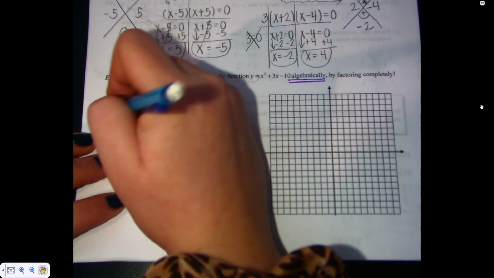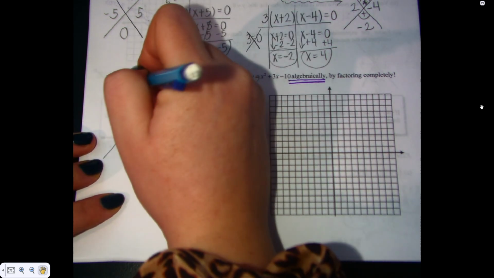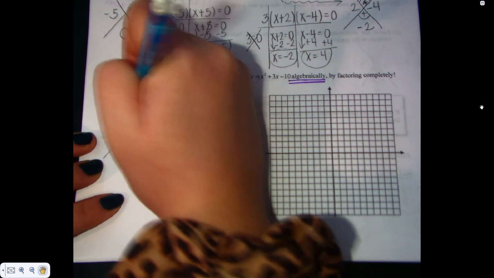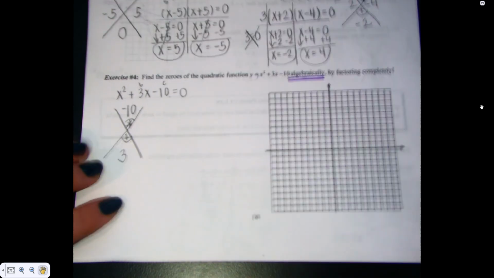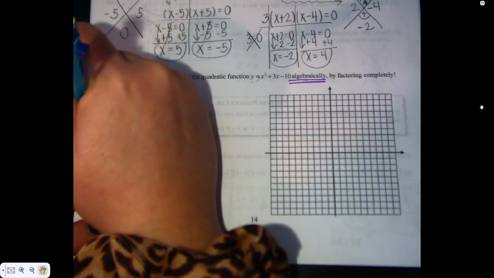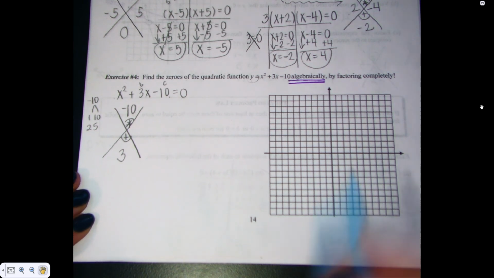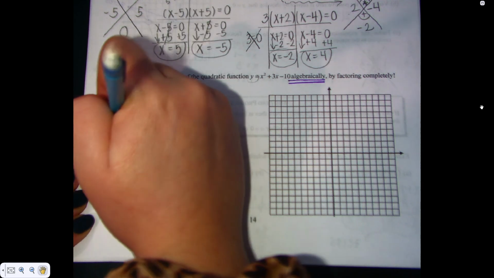So let's try and factor this. This is your B. B stands for bottom, and this is your C. That goes on top. And I'm looking for two numbers that multiply to give me -10, but add to give me 3. I have 1 and 10, 2 and 5. So I'm not going to get 3 from 1 and 10. It has to be 2 and 5.